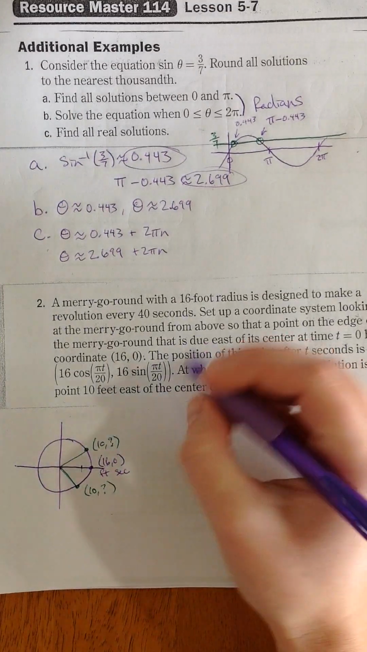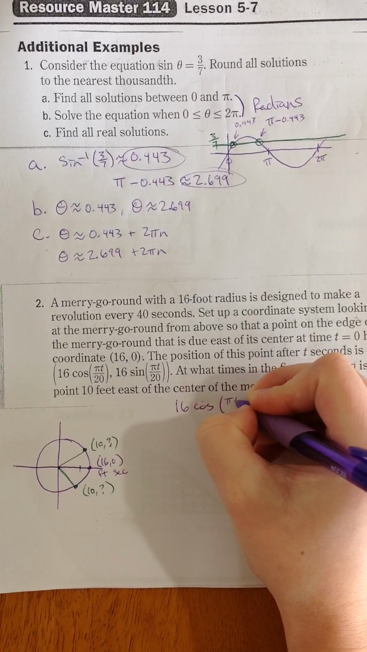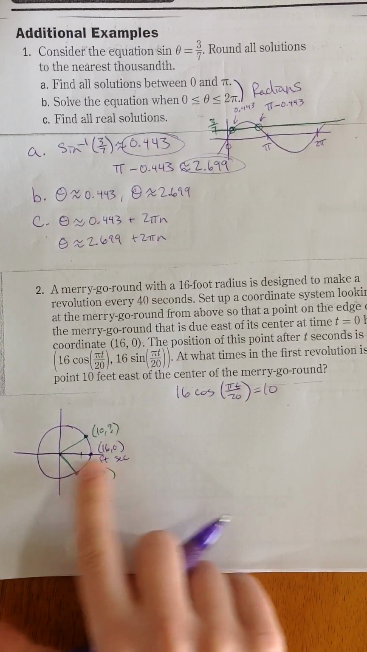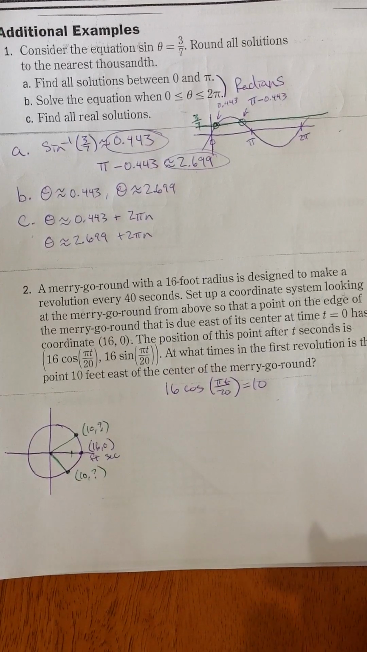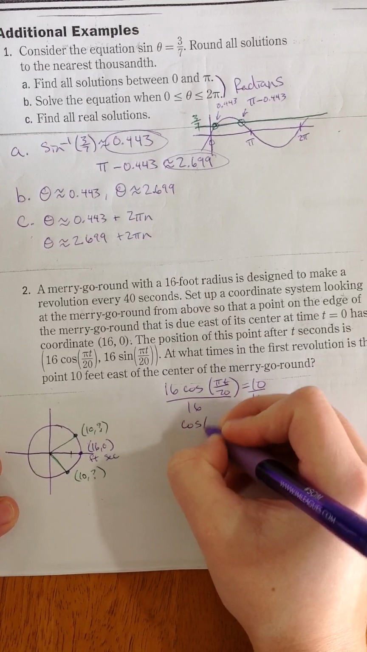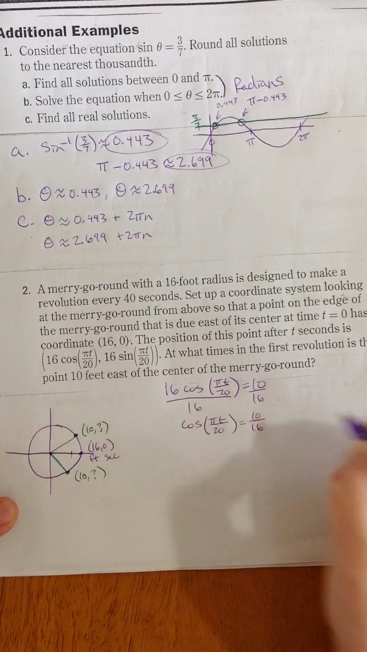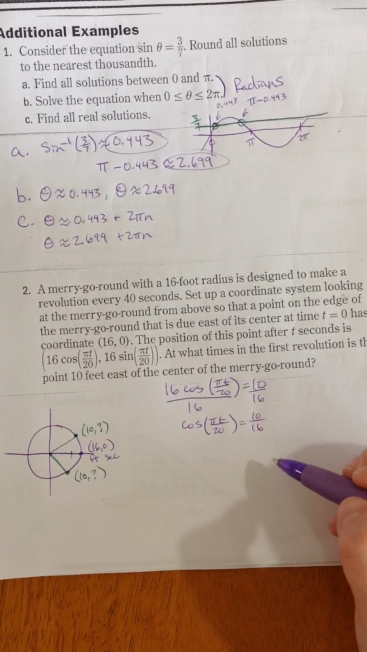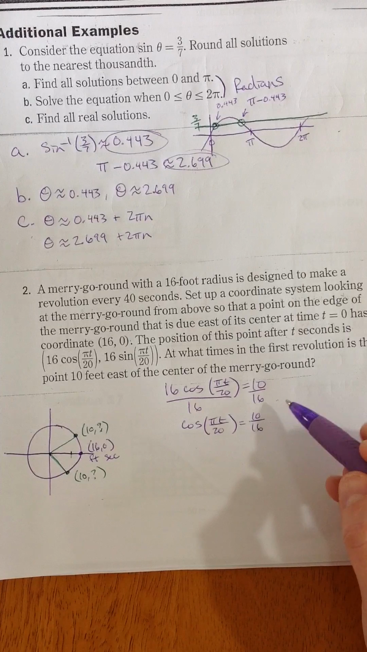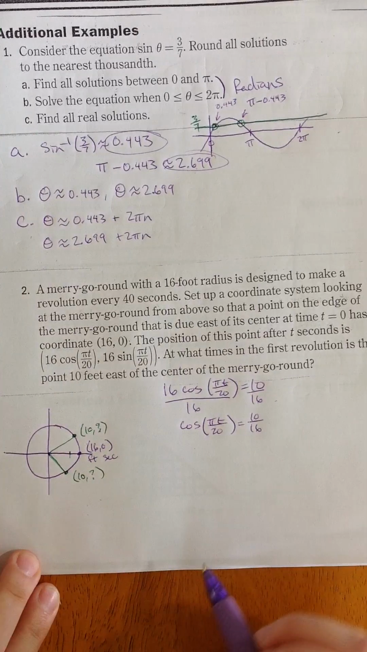So what I'm going to do is go 16 cosine pi t over 20, and I'm going to set that equal to 10 because they're asking us 10 feet away. Then I'm just going to solve that. I'll start by dividing by 16 on each side. So then I'll have cosine of pi t over 20 is equal to 10 over 16. I'm not going to reduce anything until I get all the way to the end, and then I'll type it in my calculator in one shot instead of simplifying and getting decimals throughout. So I'm going to leave it like that for now.